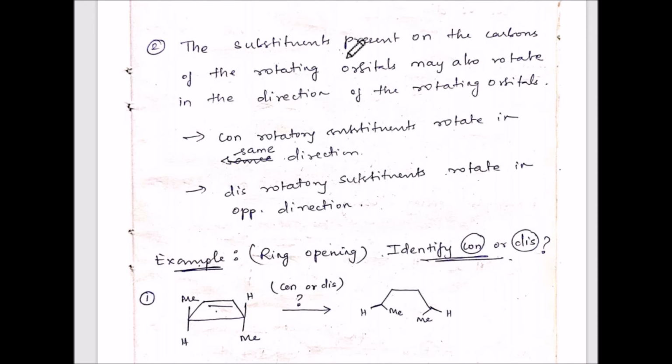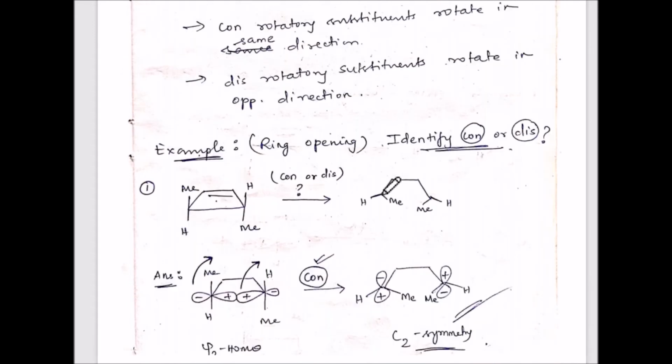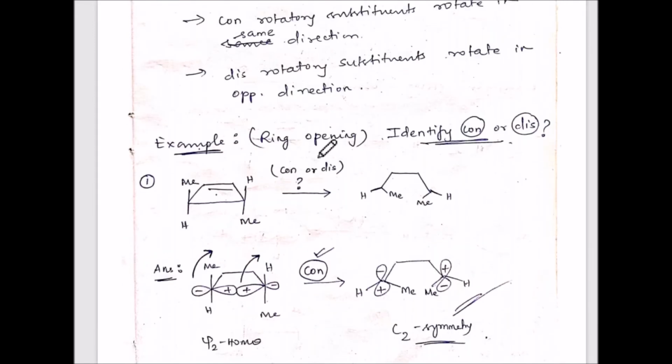In dis rotation, if you do it in the opposite direction, the same as your atomic orbital, your substituents will also rotate in that direction. Okay, you remember that. That's given here. This is a very important point you have to notice. Let's go with some examples. A ring opening. I have to identify whether con or dis has been done over here. You see the reactant and you see the product. Either con or dis is done.